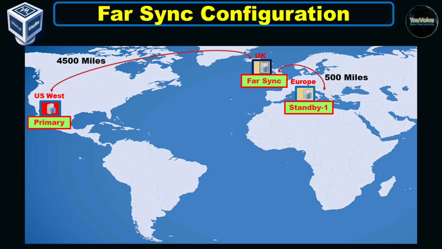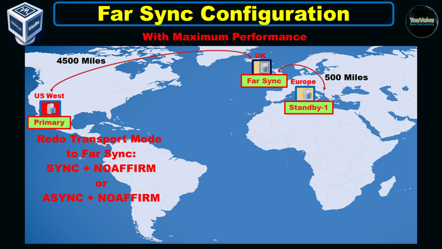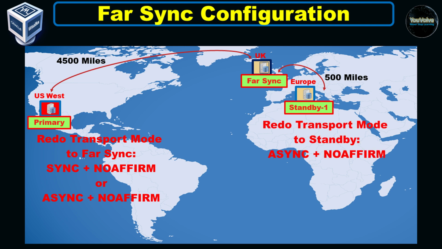You can also have the parsing somewhere close to the standby, say in the UK region, which is a few thousand miles away from the primary, but a few hundred miles from the standby. And this configuration is called parsing with maximum performance as protection mode. Network latency in this configuration does not impact the commit response because the redo transport mode is ASYNC here.